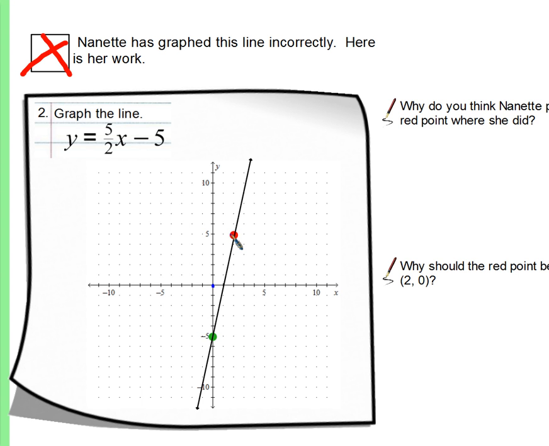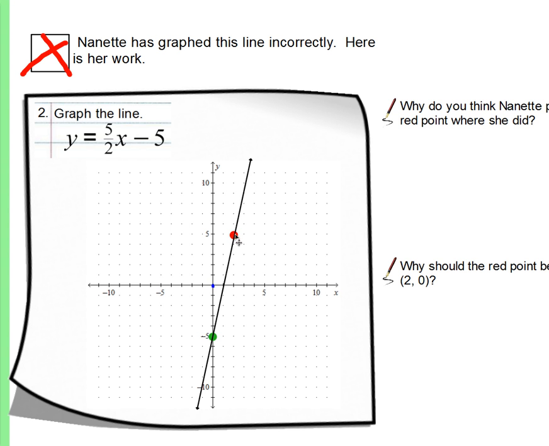Am I plotting points that work in this equation, that x and y make both sides of the equation equal? That's what I really need to ask myself. Okay. It is helpful to know shortcuts and to allow yourself to use them so that we're not always plugging in 0 and getting the y value, then plugging in 2 and figuring out what the y value is. We can use the shortcuts. But we don't want to do it to the detriment of our understanding.